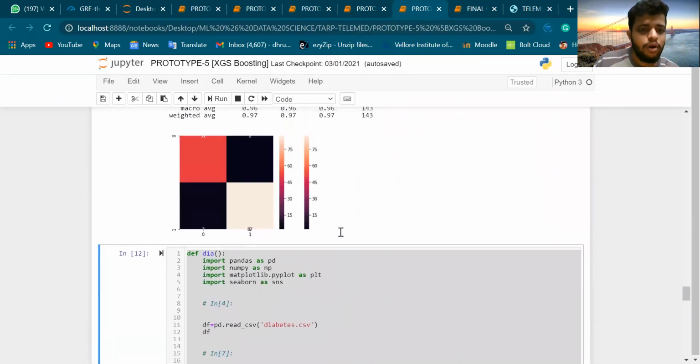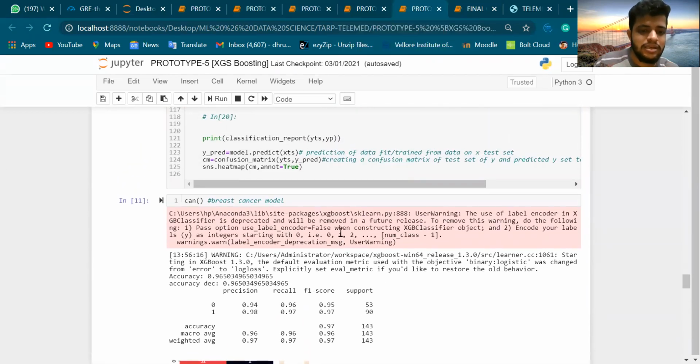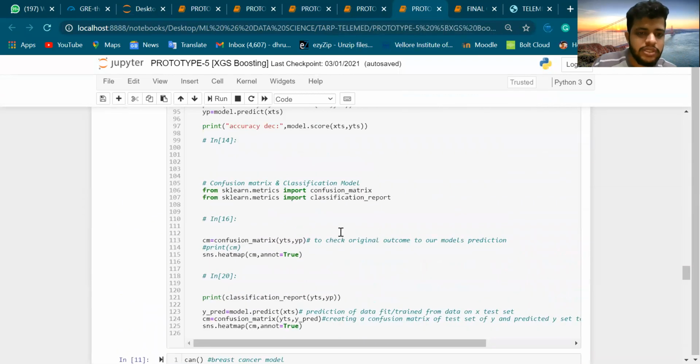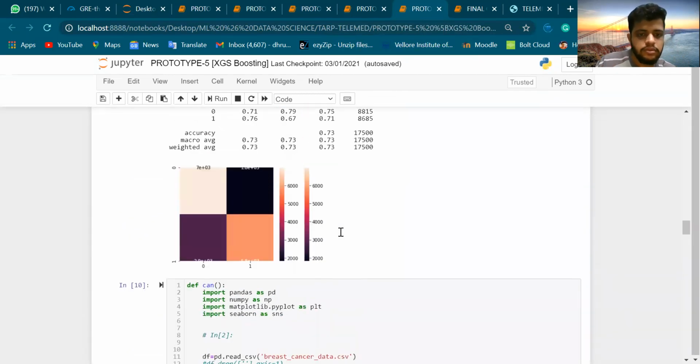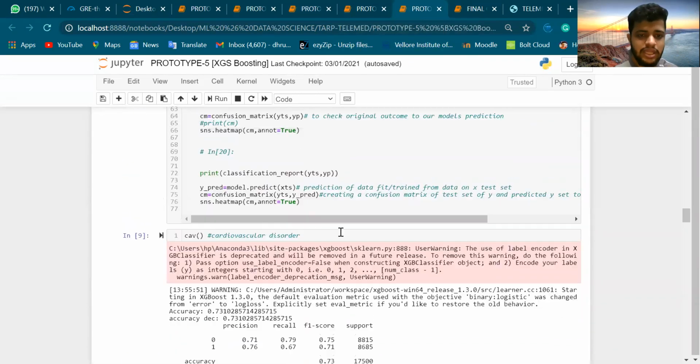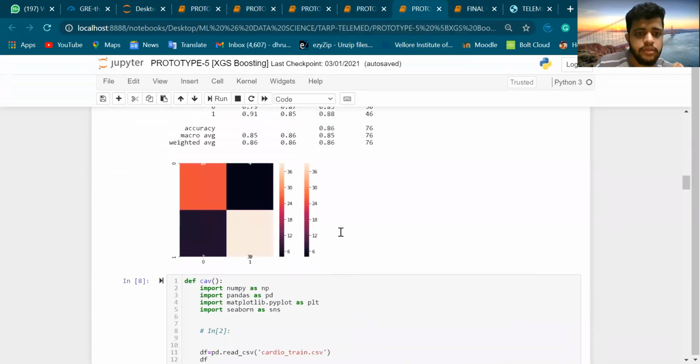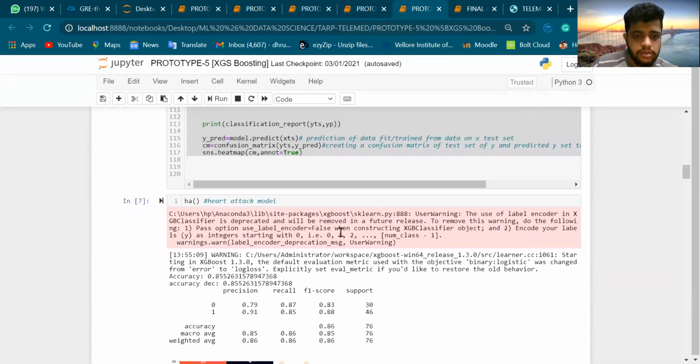Whereas all the other models, such as breast cancer and others, provided accuracies of 96%, 73%, and 85.5%. The heart attack model gave the best accuracy in the XGBoost model.